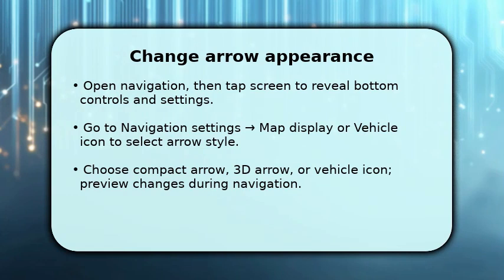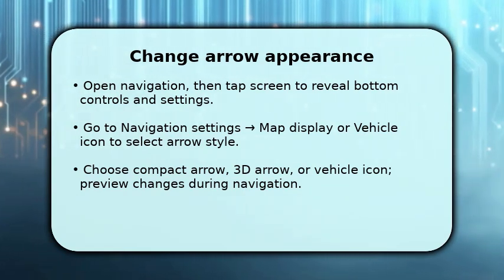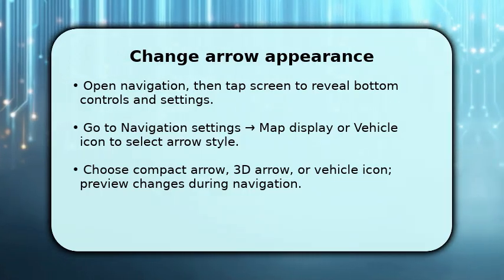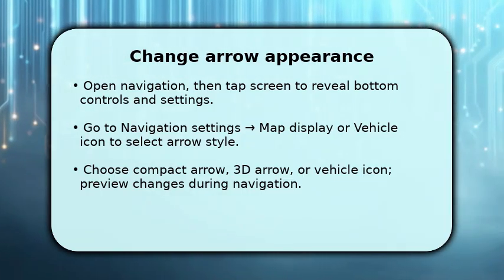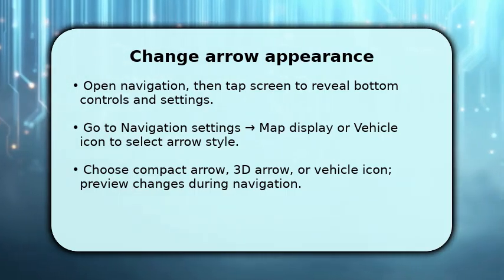Now you modify the arrow style while you're actively navigating so you can preview results. Tap the map during navigation to reveal controls and open navigation settings, then look for map display or vehicle icon options. The label can vary by platform.